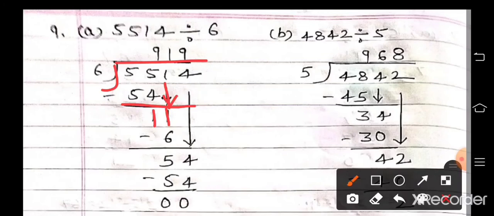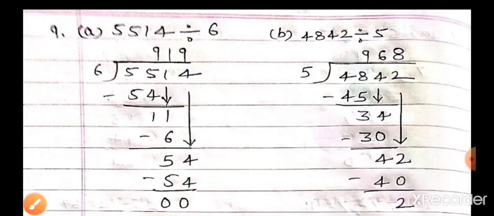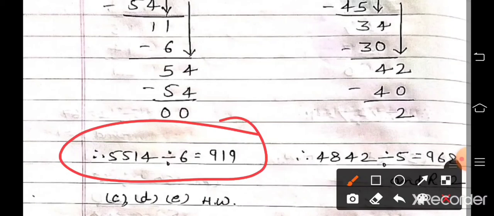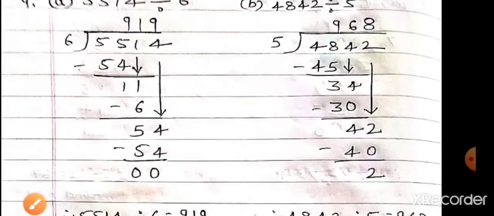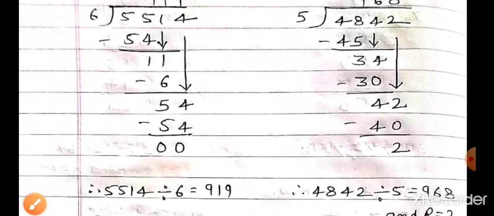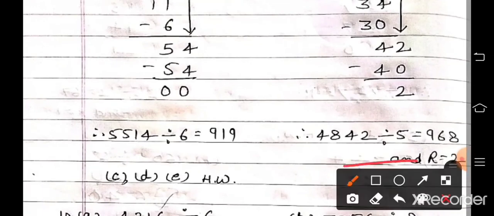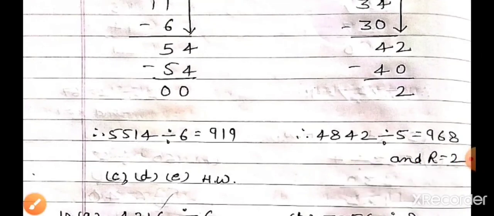Now read the table of 6. 6 1 ja 6, 6 2 ja 12. 12 is more than 11, so 6 1 ja 6. Subtract 11 minus 6, 5. Now bring down 4 here. It becomes 54 now. 6 9 ja 54. Okay, so like this, quotient 919 and remainder is 0. Okay, now the B part you have to do like this. In B part here remainder is 2. So write the answer like this. Okay, now C, D, E is your homework.